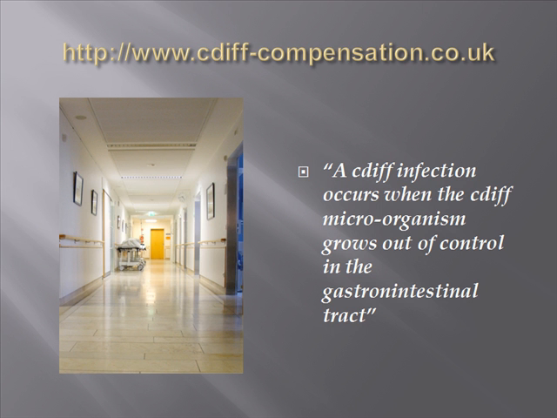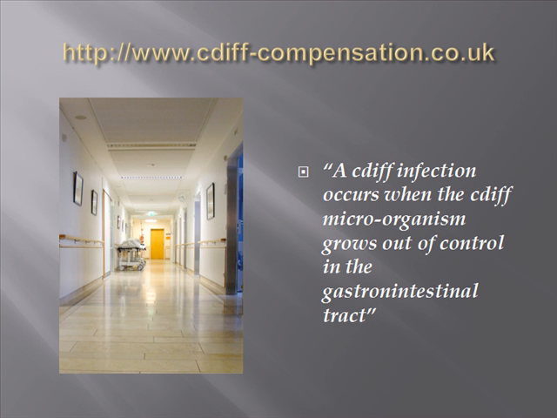First of all, let's look at how a C. diff infection occurs. This happens when a C. diff microorganism grows out of control in the gastrointestinal tract, the GI. Ordinarily, this kind of microorganism is harmless and actually can help in the digestion of food and nutrients. As such, we all have this kind of microorganism in our body, and surprisingly, C. diff can be present in around 3% of healthy adults.